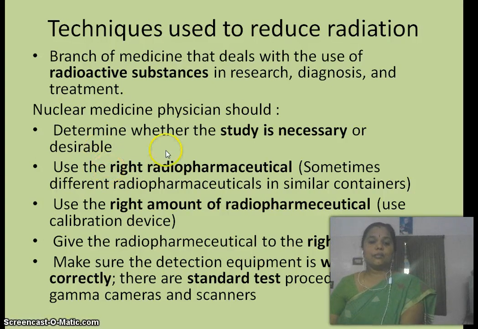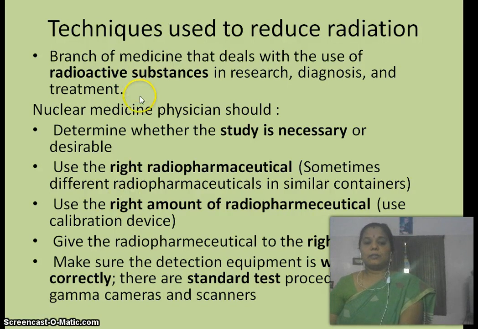attentive to use the right radiopharmaceutical or radionuclide, because different radiopharmaceuticals may be in similar containers. He should ensure the right radionuclide is used for treatment and in the right amount. For example, if iodine 131 is used for thyroid treatment, he should be aware whether the right amount is given to the patient for therapy, and whether it is given to the right patient or not. Sometimes due to confusion it might be mishandled and given to the wrong patient.